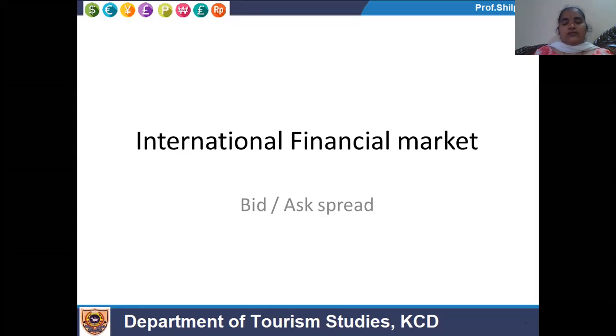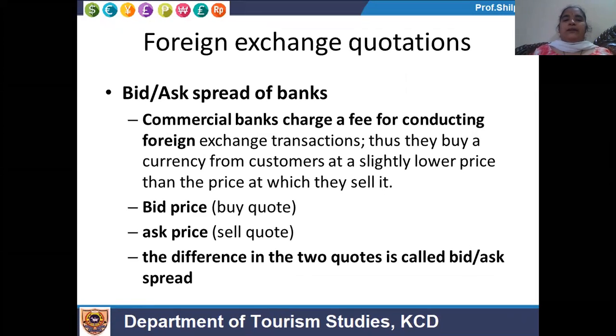So in today's class, we'll be studying the bid and ask spread. Now, what is a bid price or an ask price? Whenever individuals or institutions need currencies, they have to buy or sell them in the marketplace, the commercial banks. While conducting such business, the banks quote two types of rates: the price at which they buy the currency and the price at which they sell the currency.